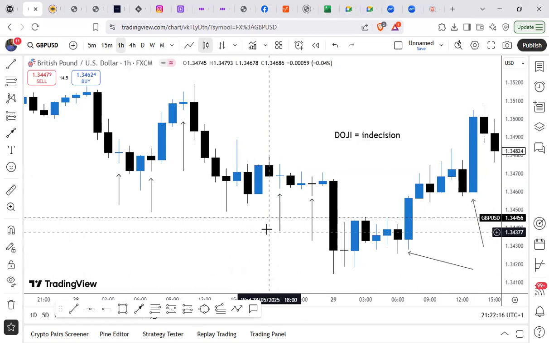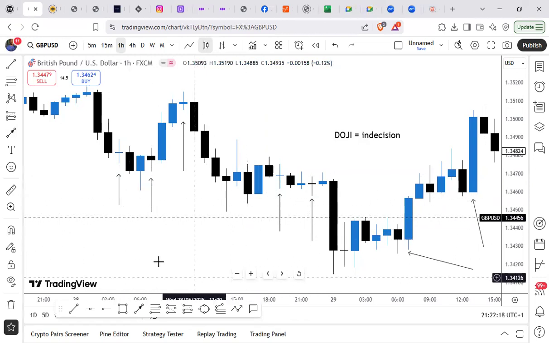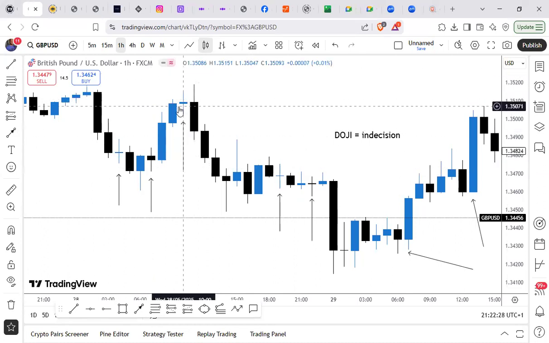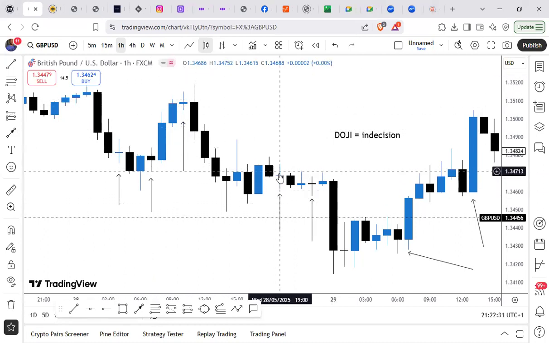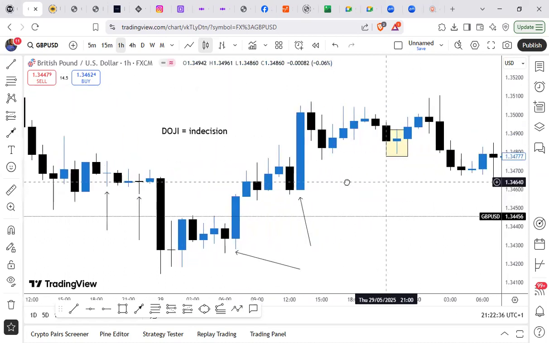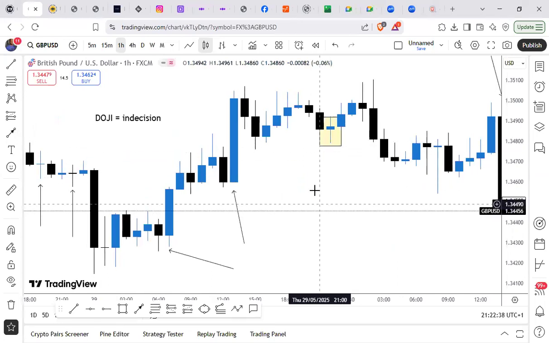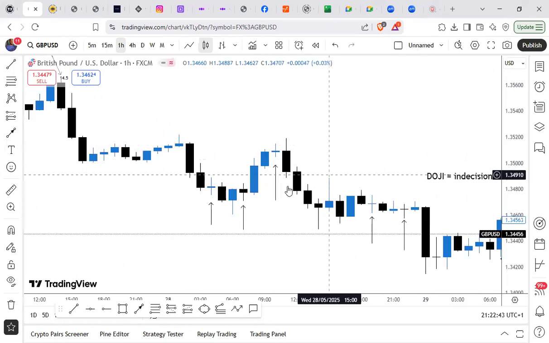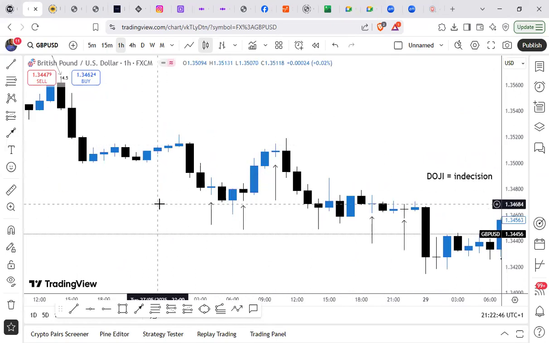So what does it mean? It means that both the buyers and sellers, if you check the doji candle, the body is tiny, but the wicks are long. It looks like a cross sign or a plus sign. That's how it looks. It means that the buyers and sellers are on the same momentum, or they have an equilibrium.